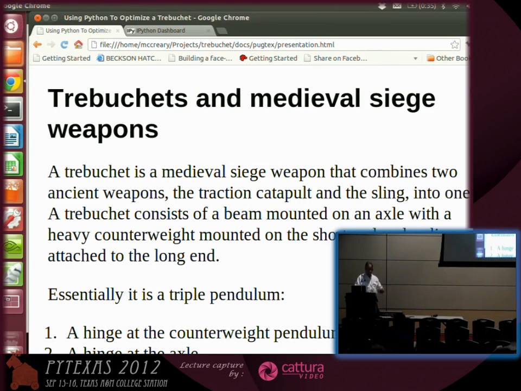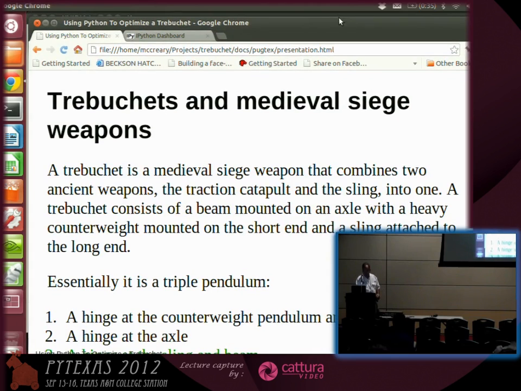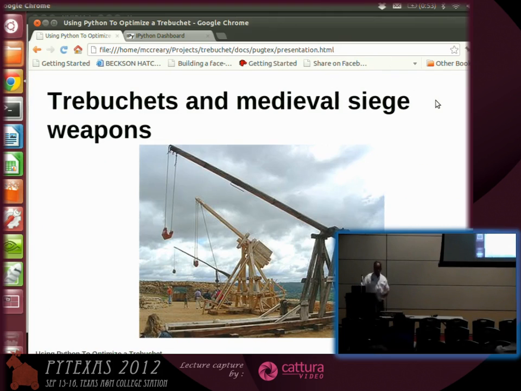Hinge at the axle, and then I think I can make this a little bit smaller, bring it up. No, I can't even do that. A hinge at the sling and the beam. In other words, you have an axle in the center, a counterweight arm, and then at the end of the long end of the beam, you attach a sling. And here, I think, is a picture of modern replicas, if you will, of these medieval siege weapons that were used to sling boulders until you completely demolished the fortress you were laying siege to.